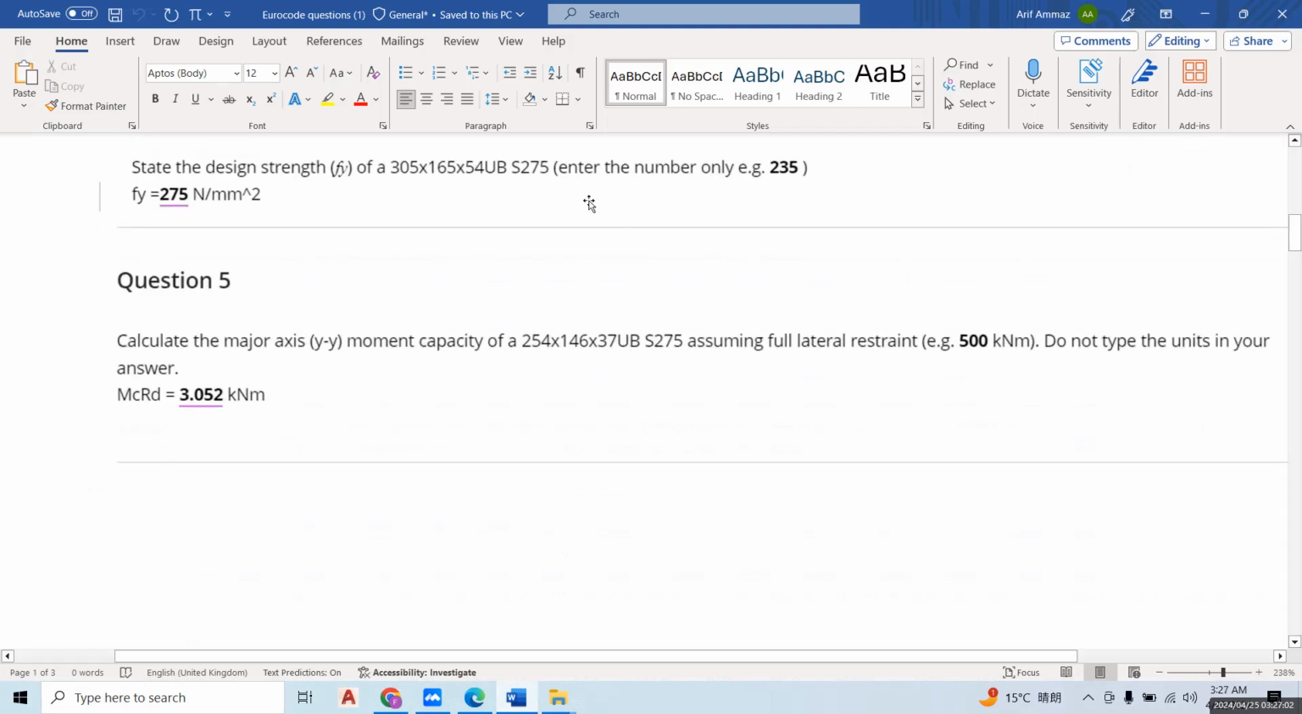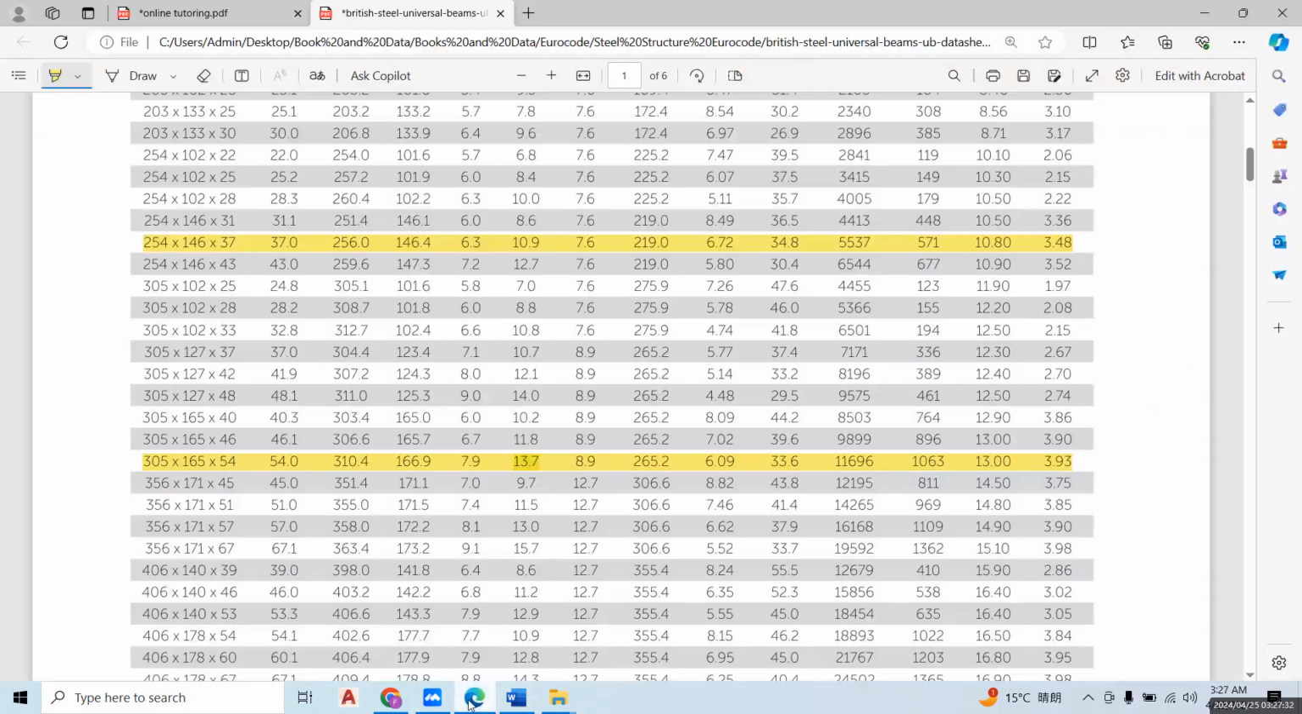Now the next thing is question number 5. Calculate the major axis YY moment capacity of 254, 146, 37 UB to 275. Assume lateral torsional buckling, assuming a full lateral restraint. Do not type the units. This takes a little bit of time.